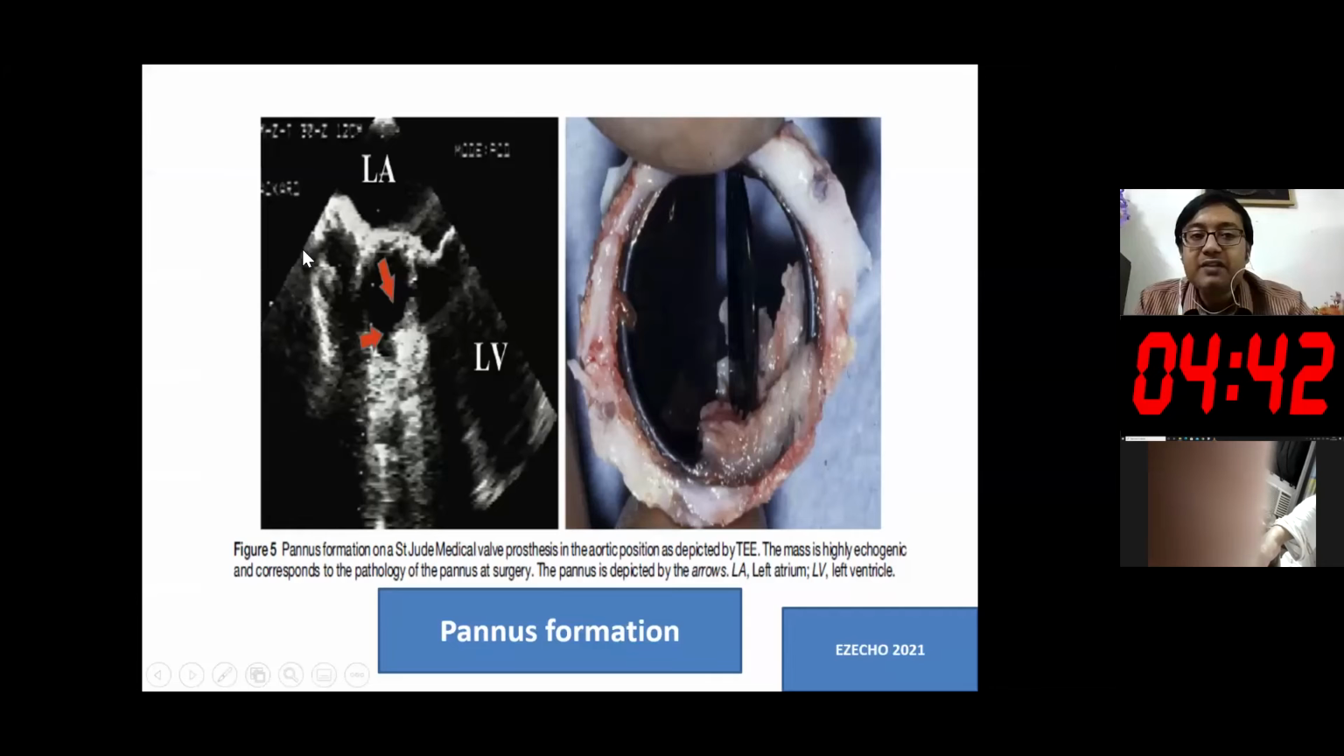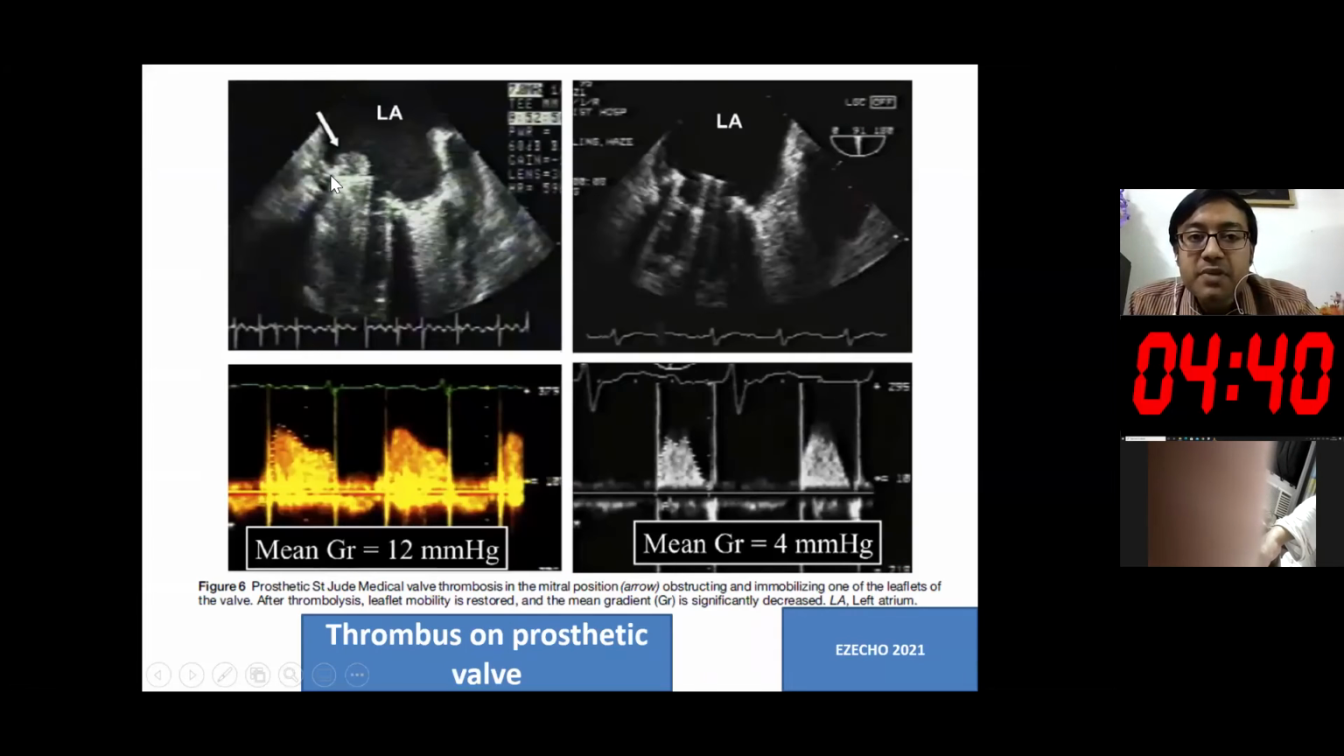Next is valve thrombosis. We can see a big thrombus within the mitral valve prosthesis, where the mean gradient was 12. This is an acute presentation. The patient presented with acute left atrial failure, pulmonary edema. And after immediate thrombolysis, we can see how the thrombus has dissolved and the mean gradient has reduced from 12 to 4.